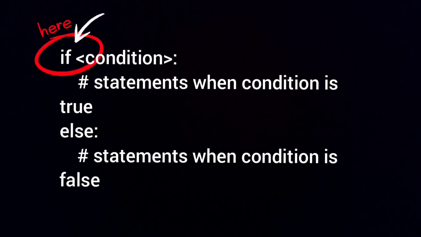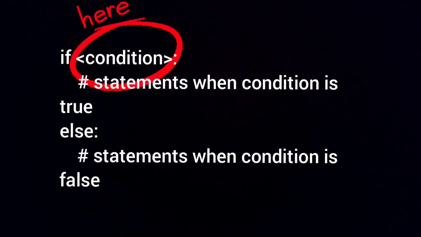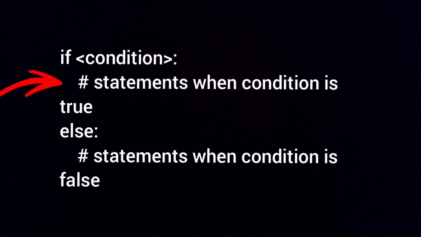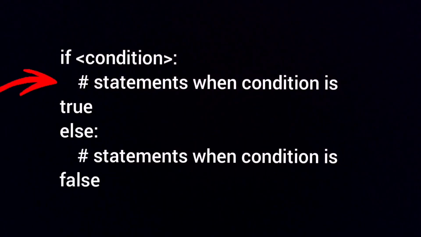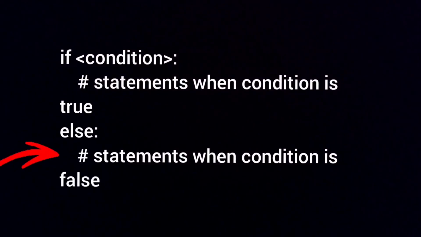First, we need to write the if keyword. After the if keyword, we write a condition followed by a colon. The next indented line contains the code that runs if the condition is true. Then we have the else keyword followed by a colon. Suppose the above if condition is false, then the code inside the else block will run.